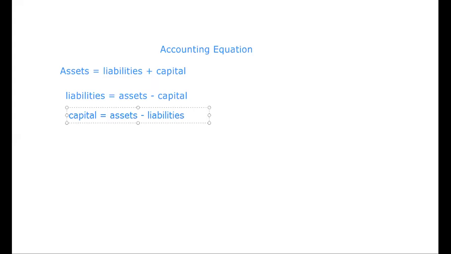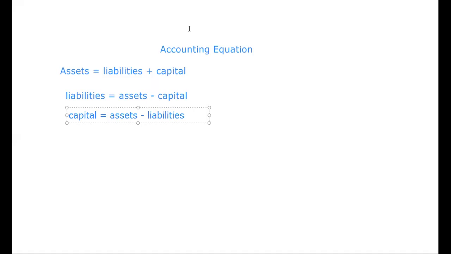I hope all these three formulas are clear to everybody, that from the basic equation, that is assets is equal to liabilities plus capital, it is very easy to calculate other formulas like liabilities is equal to assets minus capital, and capital is equal to assets minus liabilities. So in this way, we can find out any of the terms, whether the assets, liabilities or capital. Now let's go for the practical part.